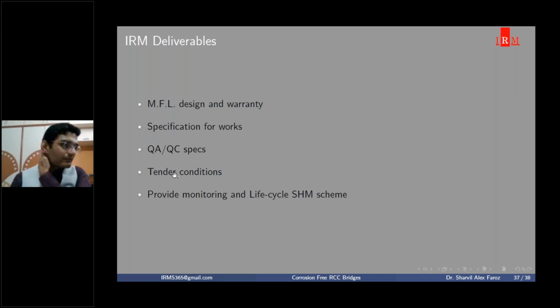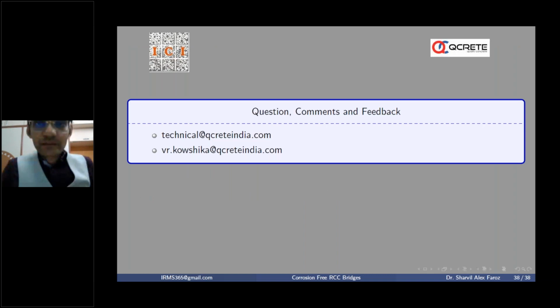Plus we also prepare tender documents for this kind of projects. So we have our own tender specifications, which also was inspired through the Mauritius metro project, okay, which we can share with the client, and providing life cycle monitoring system for the project, because that will give you massive confidence in terms of tracking the performance of your structure. Right? So with this, I conclude my presentation. Please feel free to ask any questions from this presentation. Thank you so much. Thank you.